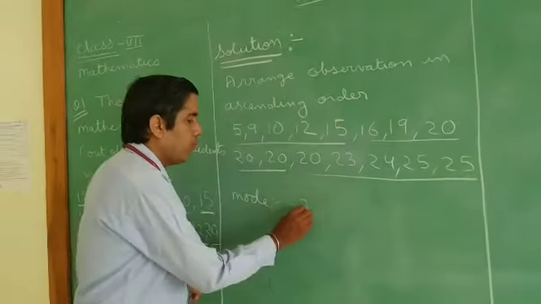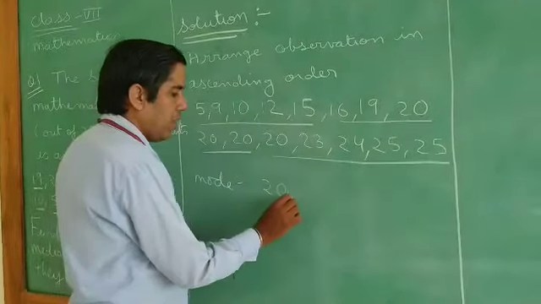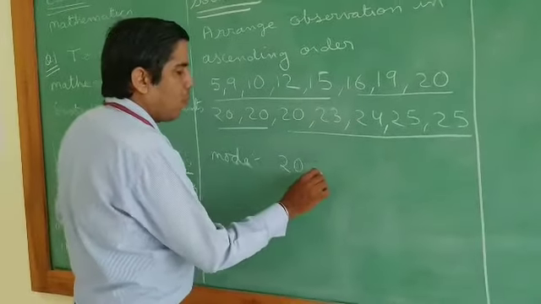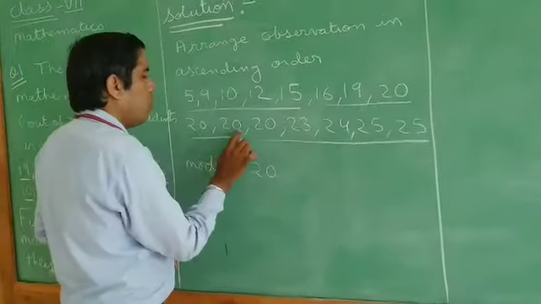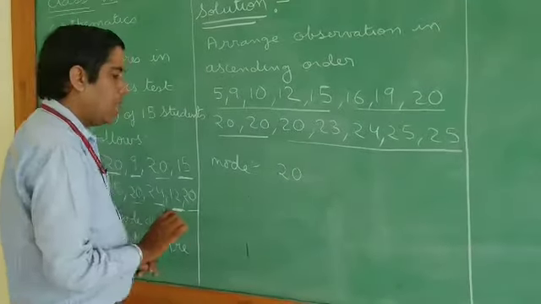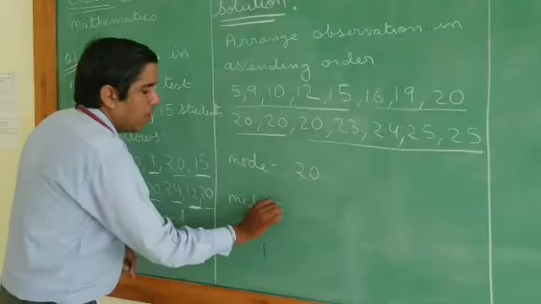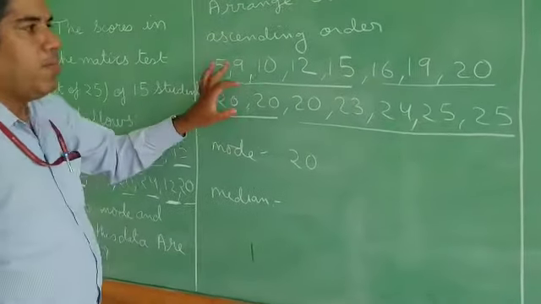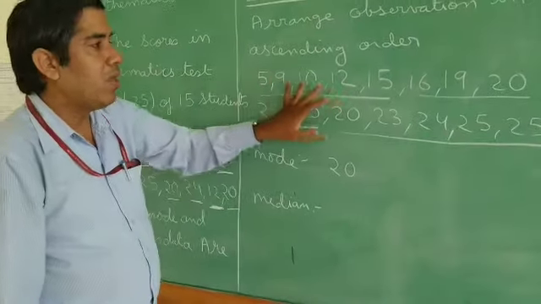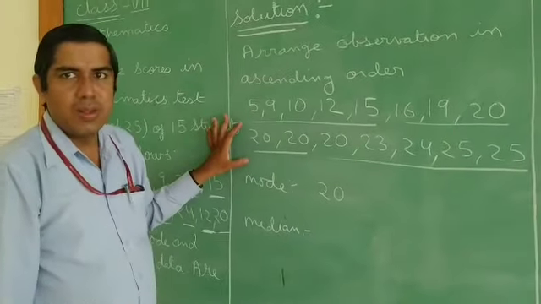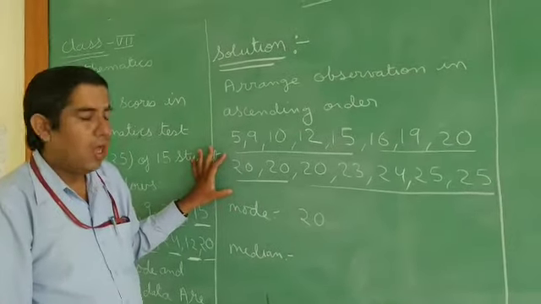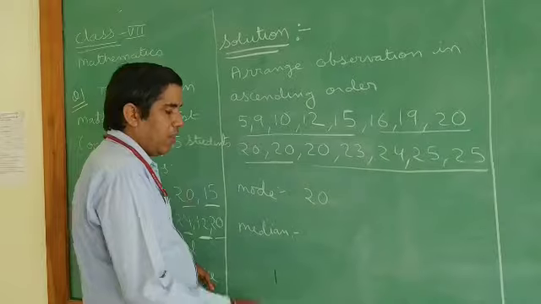What is the mode here? 20 is the answer, because 20 came 4 times: 1, 2, 3, 4. So 20 is the mode. Right? Now median. Median is the middle observation. So how many numbers are there here? 15. So there is a formula.